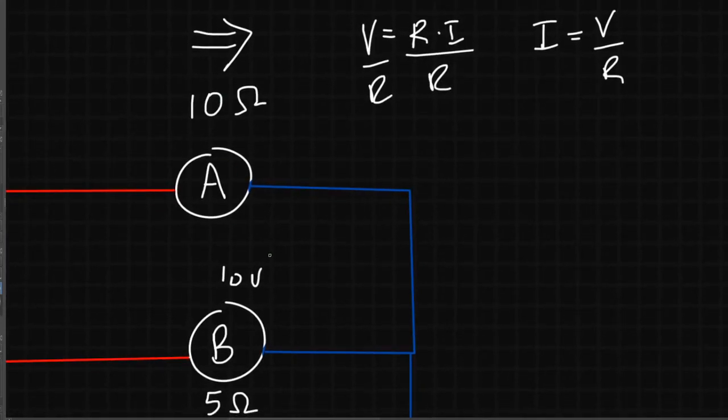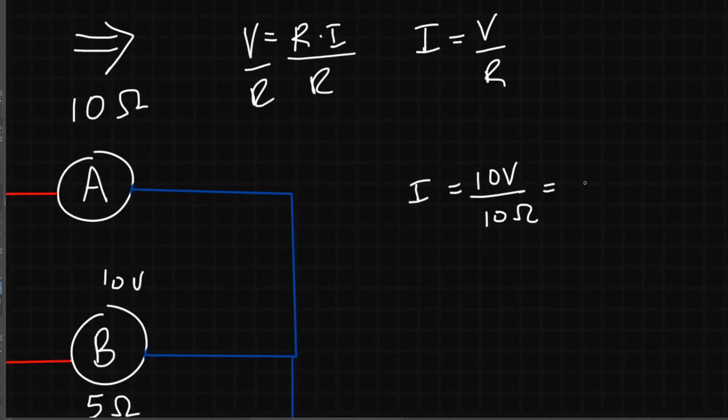So let's think about that for bulb A. Bulb A has a 10-volt voltage drop. So the voltage here is 10 volts, and the resistance is 10 ohms. So I would expect my amount of current to be 1 amp. Remember, an amp is the amount of current flow. 10 over 10, we would expect this to be 1 amp. Remember, an ohm is the number of volts you'd expect for 1 amp. So if it's 10 ohms, we'd need 10 volts for 1 amp.